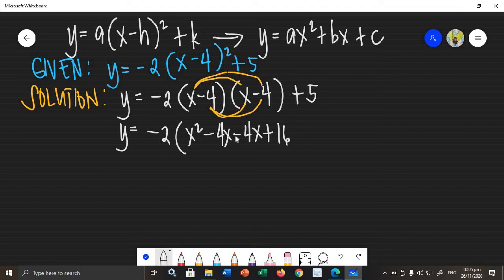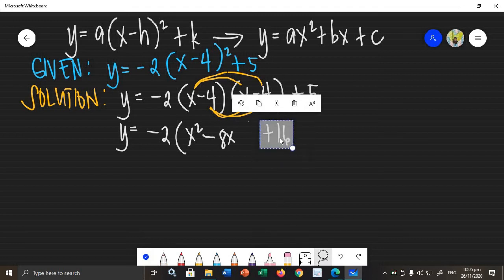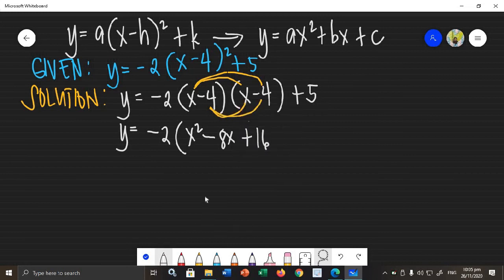Now, negative 4x and negative 4x, we can combine them. No? Ang answer dyan is negative 8x. So, we can write x squared minus 8x. Pinagsama na natin yung dalawang negative 4x. And then plus 16 there. And then we have plus 5 here. Now, we need to distribute negative 2 to each term in the trinomial.